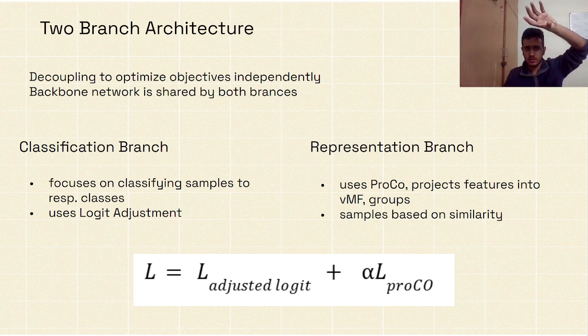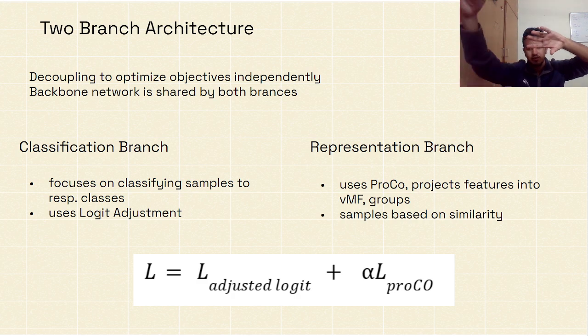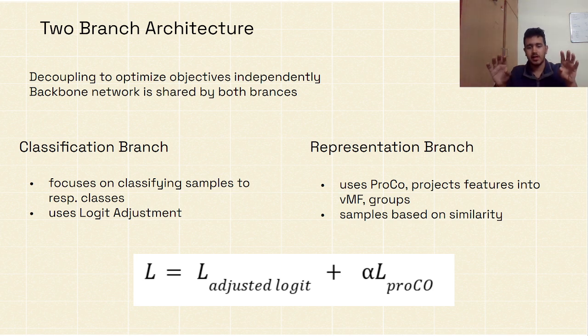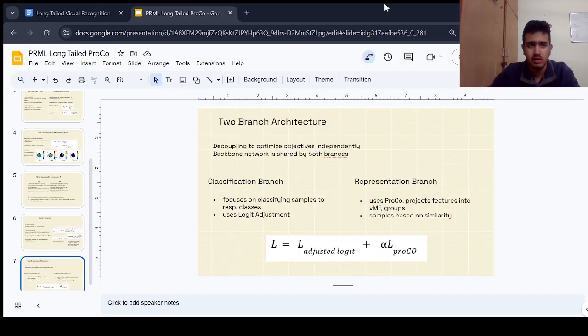You will have a simple node here which will feed the data to these two children nodes, and based on the results of these nodes we'll get an answer. So the final loss function is just the addition of these two. We have something from the logit adjusted part and something from the PROCO. Alpha is just a scaling parameter here.